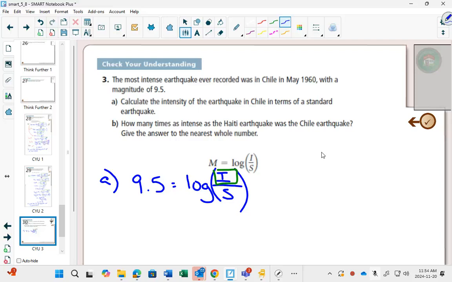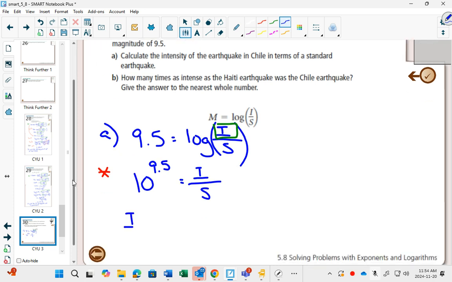Right now, what's the base of the log? The base is 10. This is the step I put a red star on, because you're going to forget it. Using the definition, the base is 10, the exponent is 9.5, equals I over S. To get I by itself, I multiply both sides by S. That's the intensity of the earthquake compared to a standard.